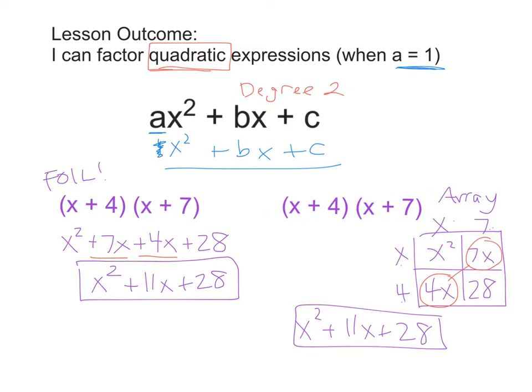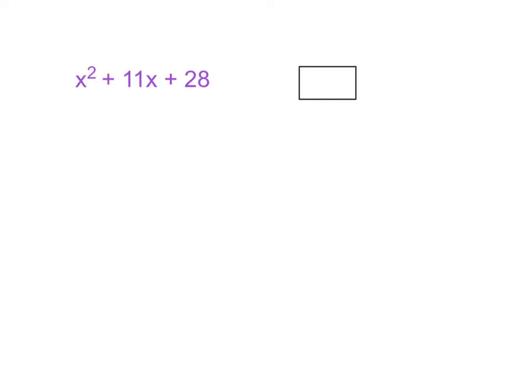Let's try some on the next screen. So this might look familiar. I used the exact same quadratic expression. It's a trinomial. And I'm going to show you the process of trying to take a quadratic expression and find out what the two sets of parentheses are going to be that would multiply together to get this. Okay?